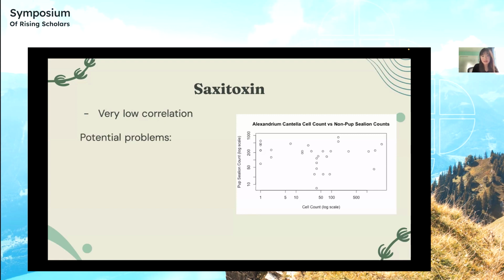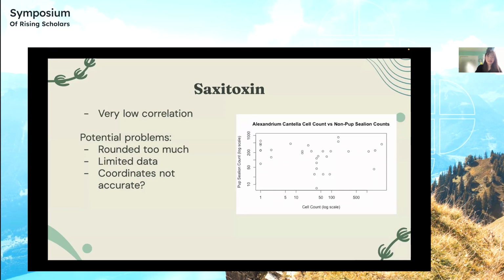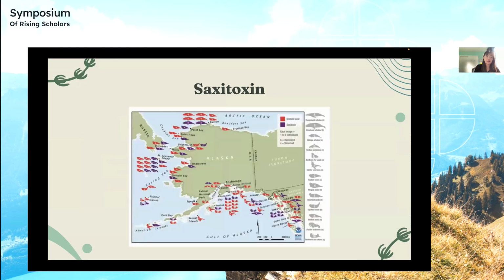Some potential problems that could have happened in my data was that I rounded too much when lining up the coordinates. We also had very limited data since this was only from about 2 months out of the 2 years, since this is obviously not a very well studied topic, and also not publicly available. I also used a geocode catch in Python to change the site names into coordinates, so that could have been not that accurate.